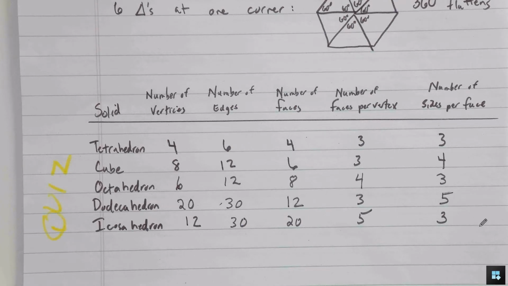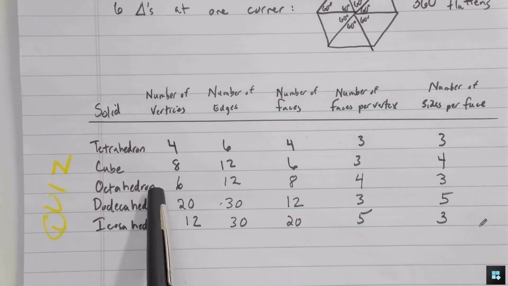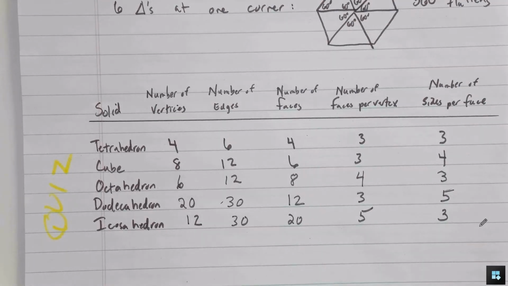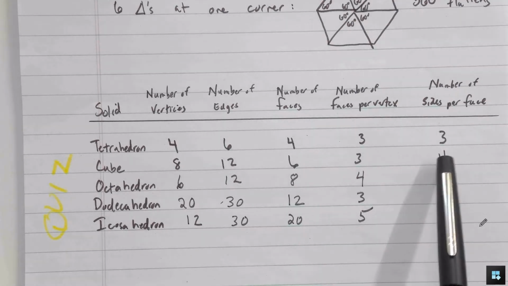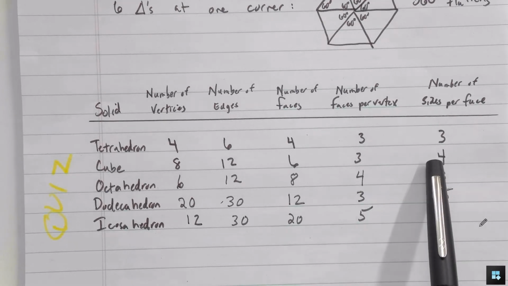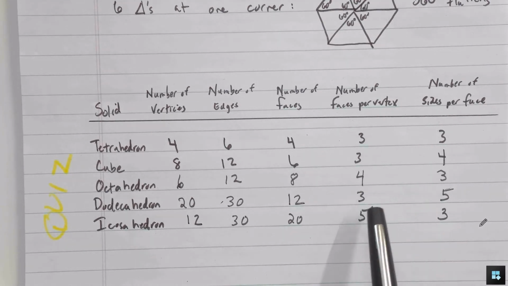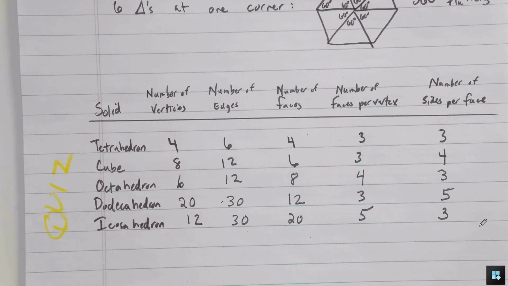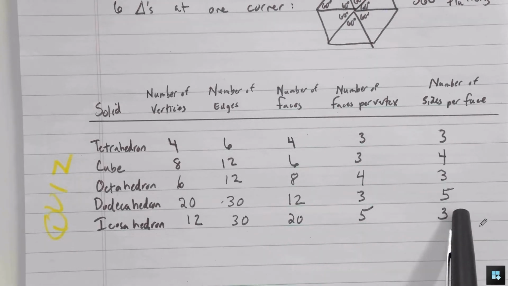Any other patterns that you observe? The cube and the octahedron, it's 3, 4, and then 4, 3, and then the dodecahedron and the icosahedron, 5, 3, 3, 5. Good, yeah, so the 3 and the 4 change places for the cube and the octahedron, and for the dodecahedron and icosahedron, the 3 and the 5 change places. So maybe these two are related somehow, and maybe these two are related somehow.